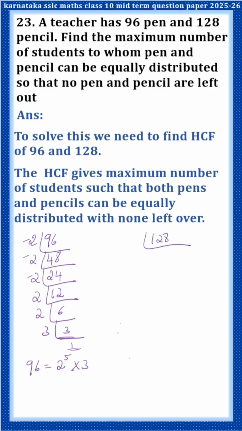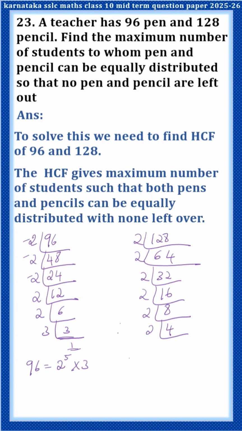Now 128, even number, so divisible by 2. 2 64s, 2 32s, 2 16s, 2 8s, 2 4s, 2 2s, 2 1s. That is 7 twos. So 128 is equal to 2 to the power of 7.